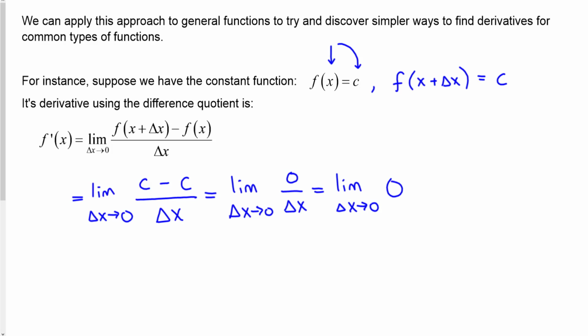When you have 0 in the denominator, that's problematic. 0 in the numerator is okay. 0 divided by anything is just 0. So now when I take this limit of just 0, the result is 0. So what that means is for any constant function, f of x equals c, the derivative of that function is just 0.